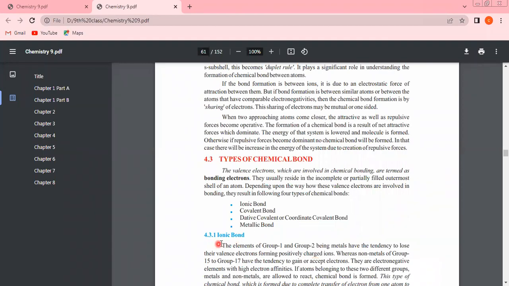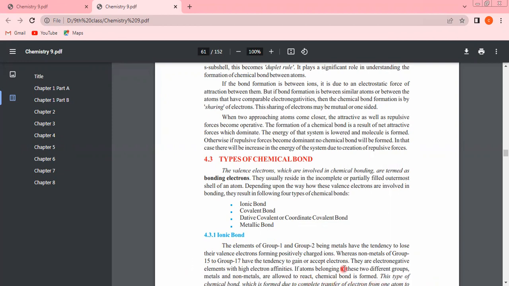Ionic bond. The elements of group 1 and group 2, being metals, have the tendency to lose their valence electrons forming positively charged ions, whereas nonmetals of group 15 to group 17 have the tendency to gain or accept electrons. They are electronegative elements with high electron affinities. If atoms belonging to these two different groups, metals and nonmetals, are allowed to react, a chemical bond is formed.